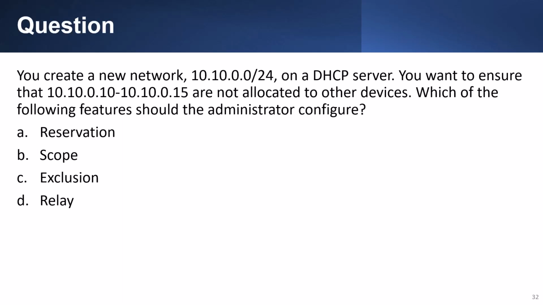Question: You create a new network 10.10.0.0/24 on a DHCP server. You want to ensure that 10.10.0.10 through 10.10.0.15 are not allocated to other devices. Which of the following features should the administrator configure? Answer: exclusion.